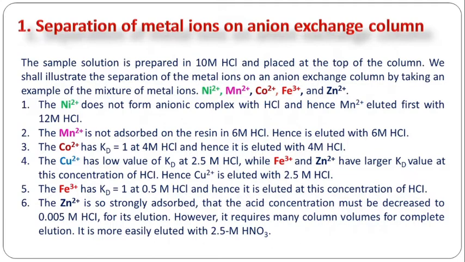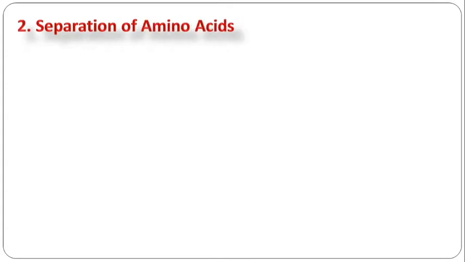So for that purpose, we have to use 2.5 molar HNO3, a different acid, or we have to use many volumes of the solution. A large amount of 0.005 molar HCl is required. So instead, if we use 2.5 molar HNO3, it will be easier to remove these Zn2 plus ions from the mixture and from the resin.